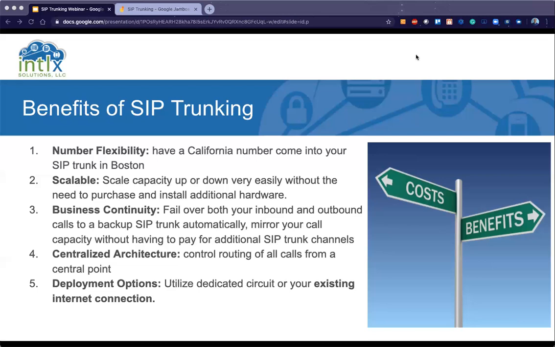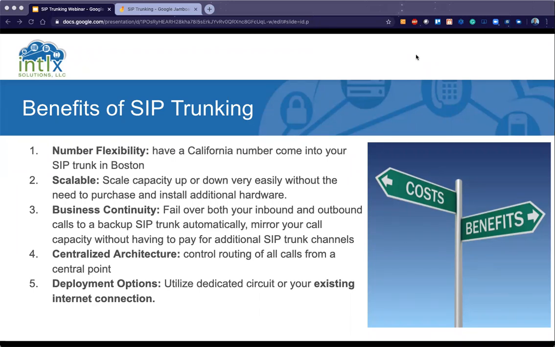So with SIP trunking, we can automatically fail over your inbound and outbound calls between multiple data centers, and it's really a set it and forget it type of failover. When we configure it during the project phase, we do all the routing, and then we just leave it alone. The SIP carrier sends all your calls to data center A, and if data center A goes offline for whatever reason, they automatically send the next call to data center B.